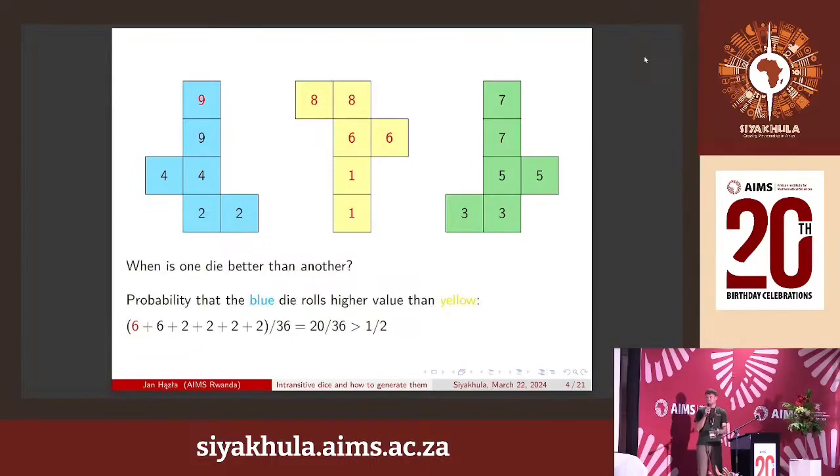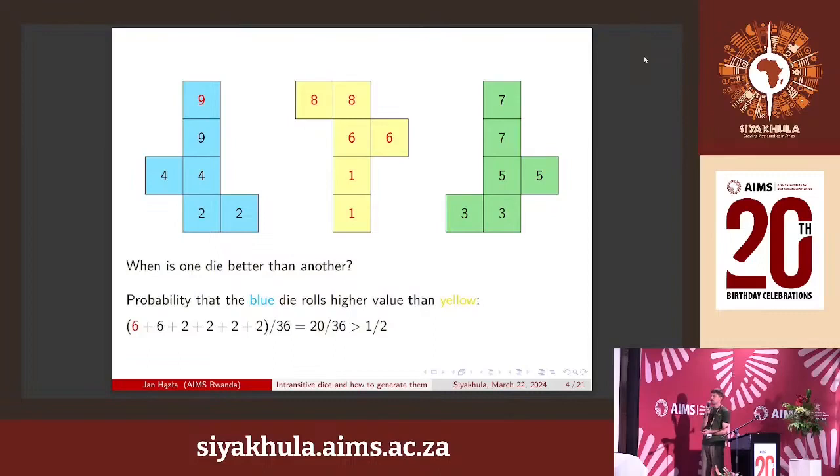For that, let me propose the following procedure. Let's say that I want to compare the blue and the yellow. Let me consider the procedure where I take the blue one and I roll it once. And then I take the yellow one and I also roll it independently. Then I read off the numbers and I say the one with the higher number has won. And then I just count, in this random experiment, what is the probability that the blue die is going to roll a higher number than the yellow die.